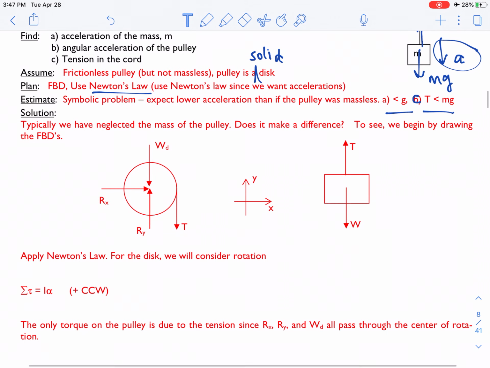investigate that. So let's start with the free body diagram. This is for the pulley. At the center of the pulley, there is the weight force of the disc, right? D stands for disc or the pulley. And there are also reaction forces, Rx and Ry. They are unknown, so we are just making sure that we consider them, but they don't really change our answer because we're dealing with torque.